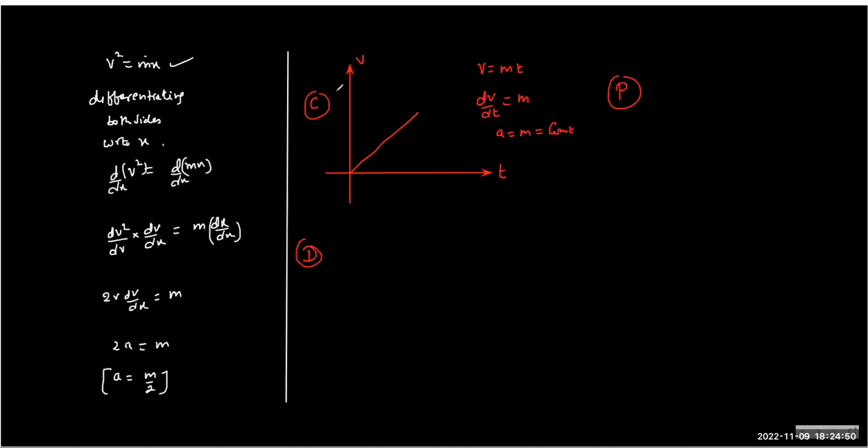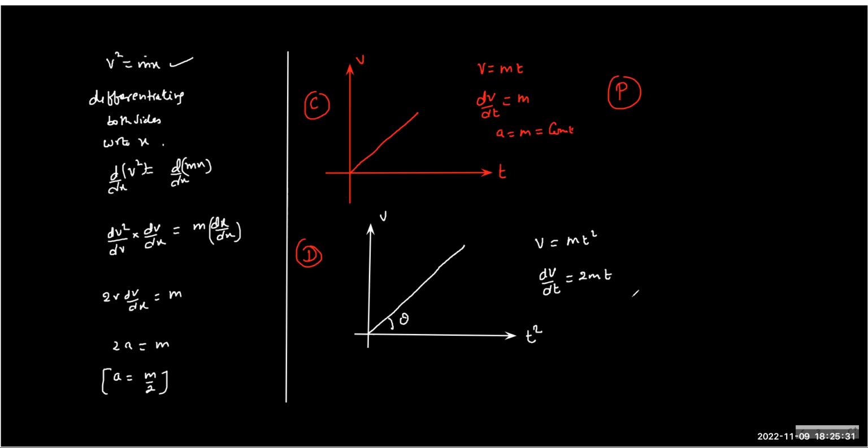And the D part. In the D part, what graph do we have? First of all, tell me the graph. V and t square, right? And here the slope is constant. So what can we write? y equals mt square. Very good. Once we have mt square, can you differentiate both sides with respect to time t? Yes, sir. So on the LHS we get dv by dt and on the RHS we get 2mt. Yes or no?